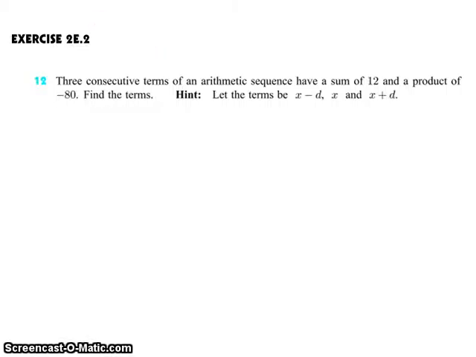In this question, we have three consecutive terms of an arithmetic sequence. So the sequence goes up by adding the same amount every time. The sum of the three terms is 12, and the product is negative 80. And we want to find those terms. And we're given a hint.